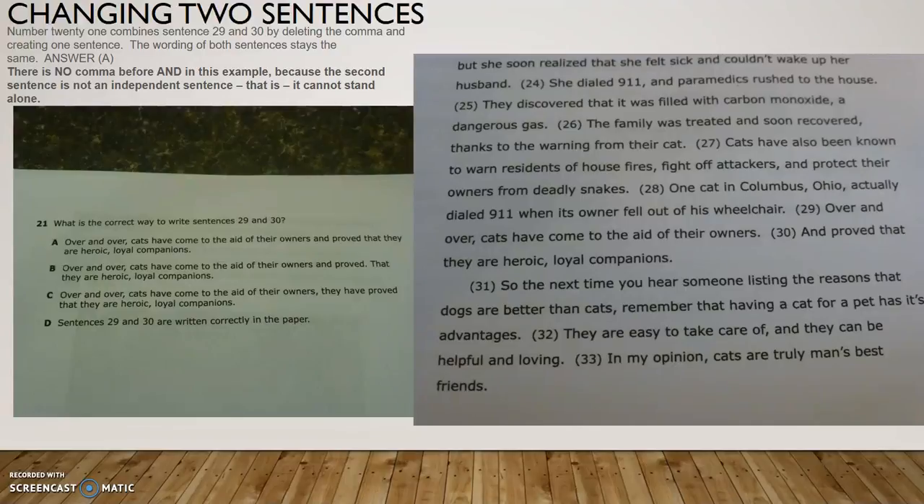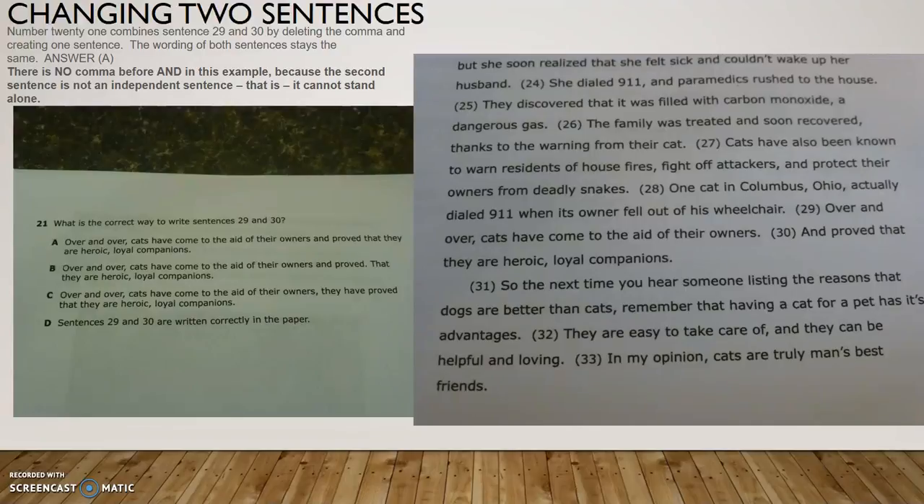Now I'm ready to go back and read 29 and 30. Over and over, cats have come to the aid of their owners. That sounds correct to me. That sounds like a good sentence. Okay, let me read 30. And prove that they are heroic and loyal companions. So straight away, I see that sentence 30 is what's wrong because that's not a totally complete sentence. It doesn't make a whole lot of sense.